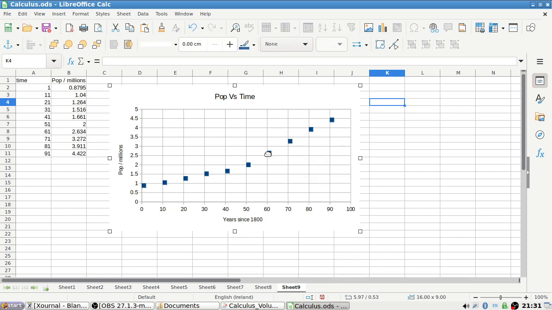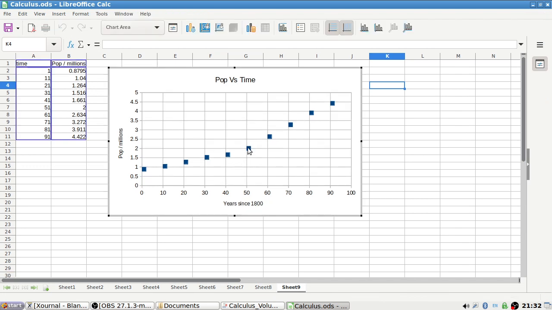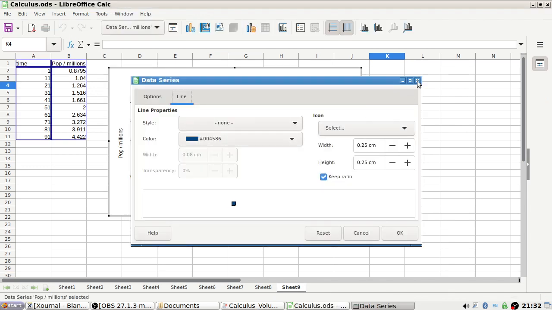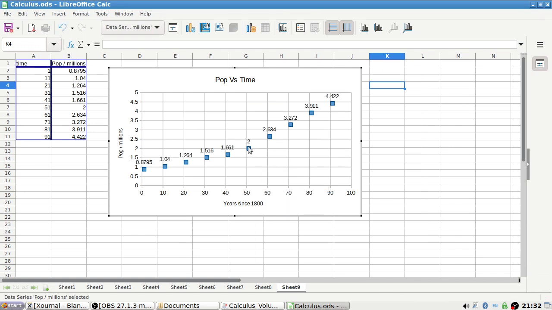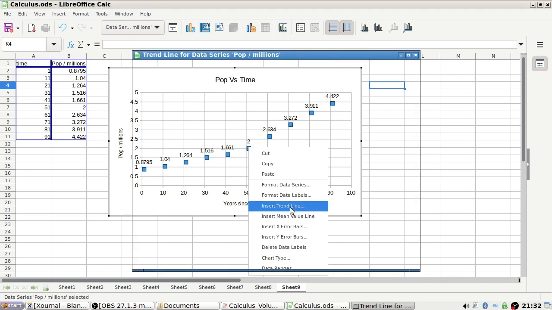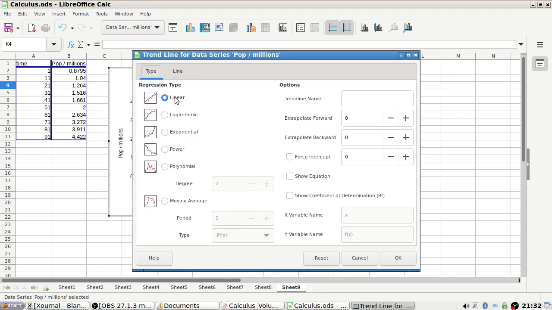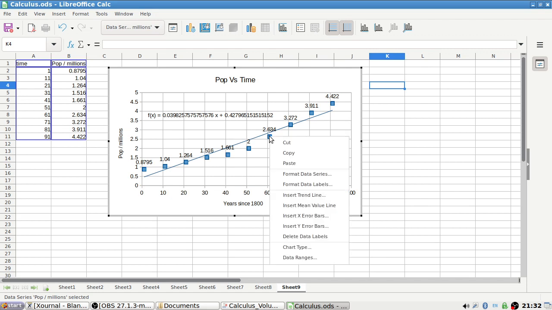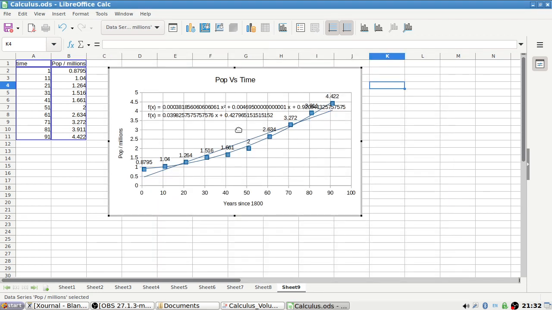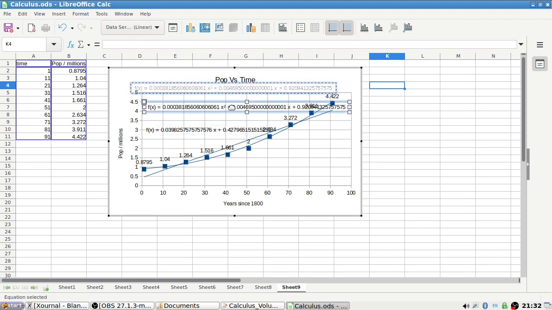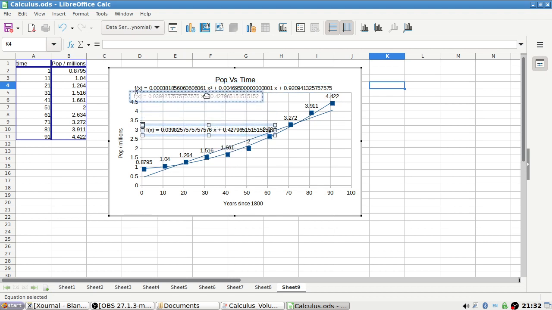Okay. Insert trend line. Wrong button, doesn't matter. Insert trend line, linear, show equation. And then we'll also insert trend line, quadratic, show equation. Okay, there's the linear, there's the quadratic.